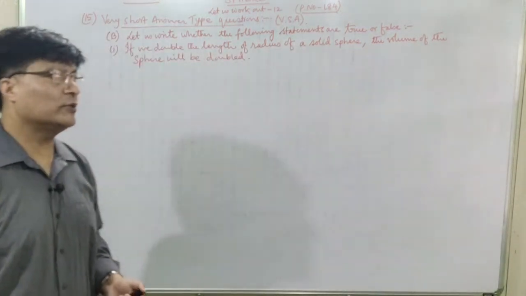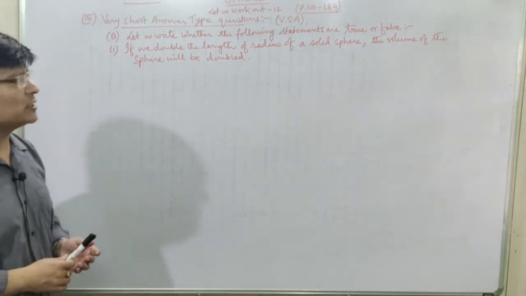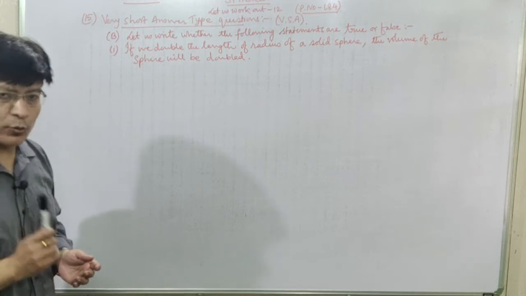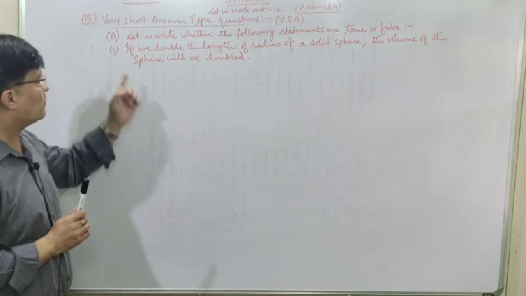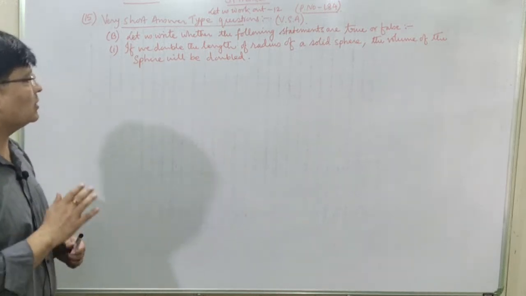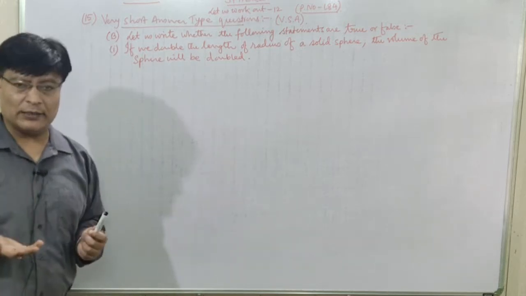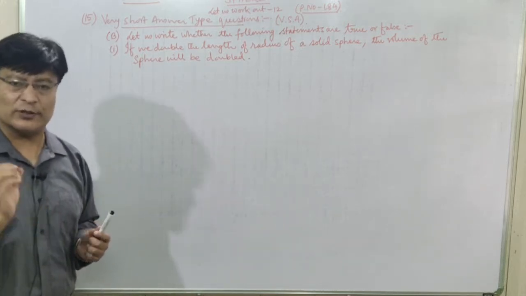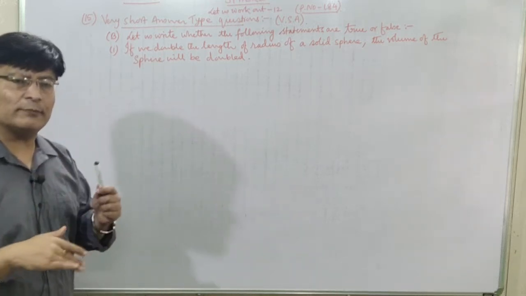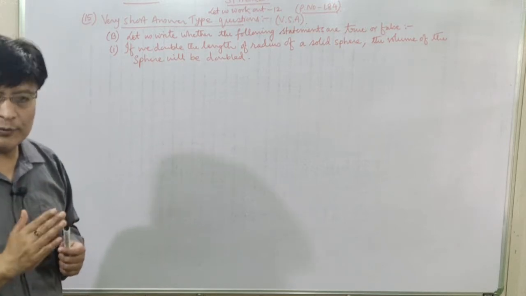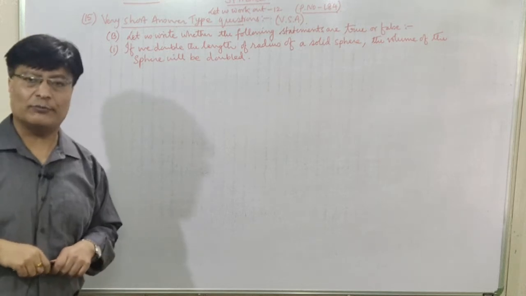So now we'll do next type of question, that is 15 number B. Let us write whether the following statements are true or false. So whether the given statements are true or false, you have to check it. Okay. So number 1 is, if we double the length of radius of a solid sphere, then the volume of the sphere will be doubled. Whether the statement is true or false, you have to check it. If the length of the radius of the sphere be doubled, then the volume of the sphere will be doubled. Whether the statement is correct or wrong, you have to check it.